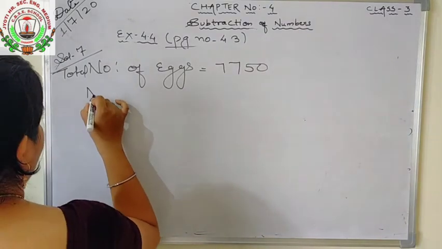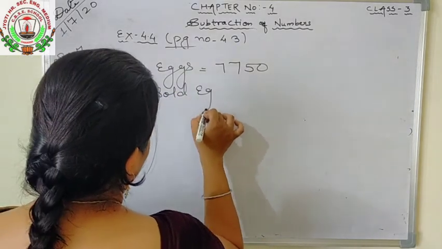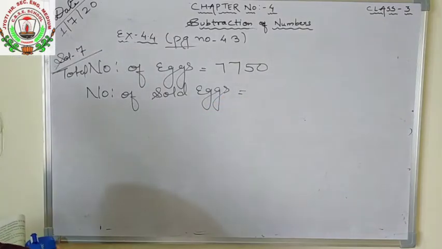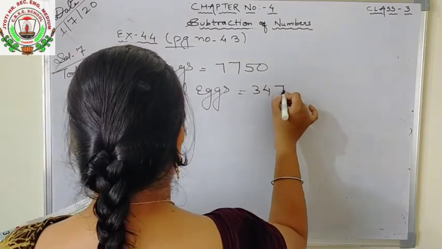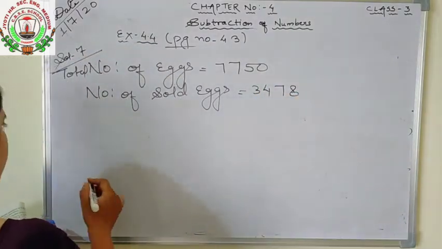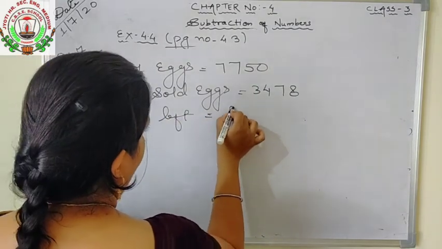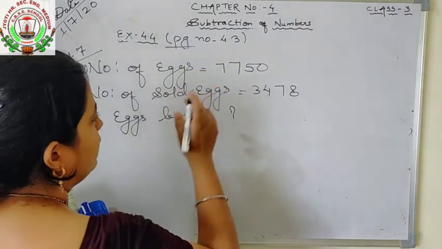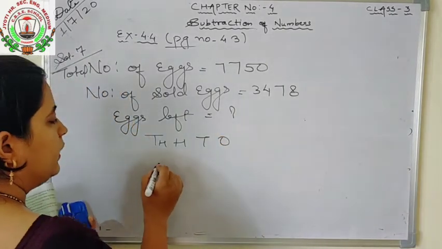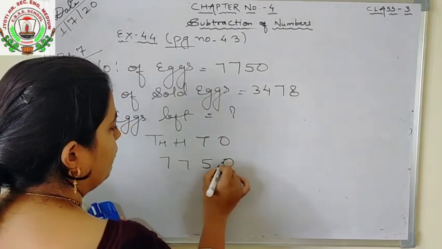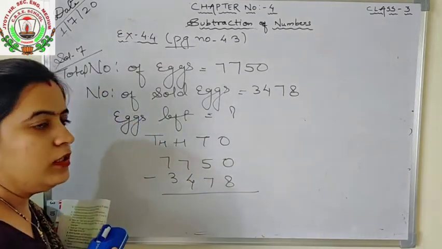So number of sold eggs is equal to how many? Number of sold eggs are 3,478. So what you have to find out? Eggs left. How many eggs were left? This we have to find out. When we subtract these two numbers, we will get our answer. Okay. 7,750 minus 3,478. This we have to subtract.